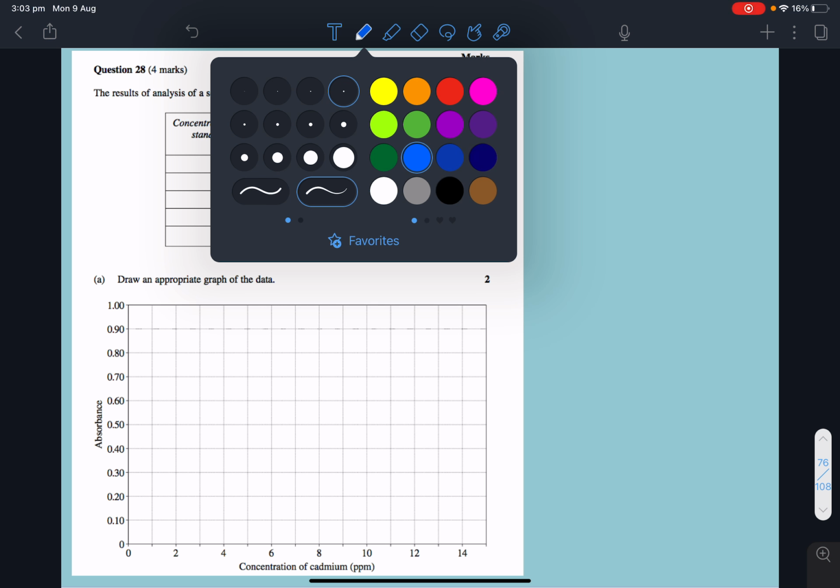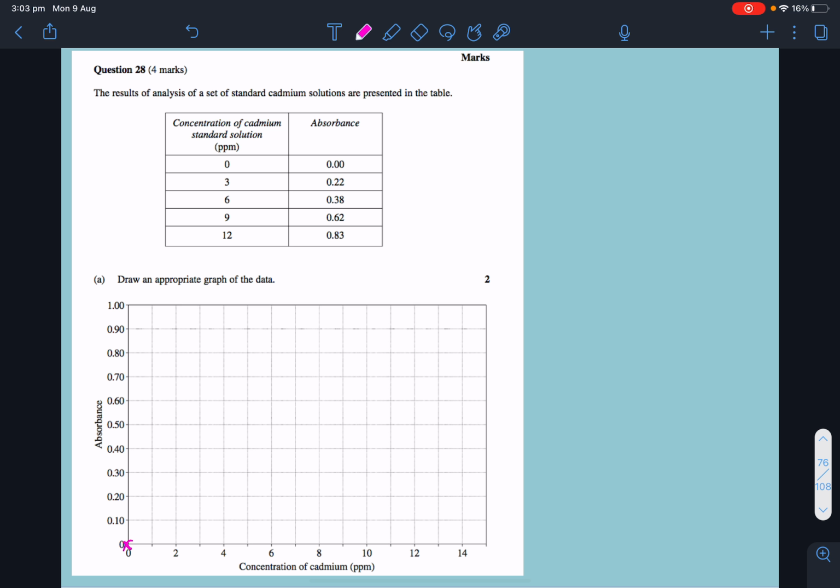So let's plot it out. 0 was 0.0. 3 was 0.22, so about there. 6 was 0.38, so just under the 0.4. 9 was 0.62, so just after the 0.6, and 12 was 0.83. Oh, so about there. All right, do my line of best fit. That's pretty good.